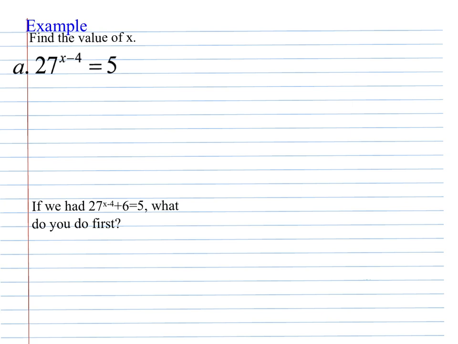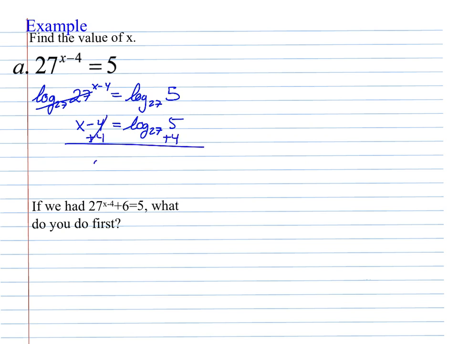So we can get rid of that 27. So we're going to have log base 27 of 27^(x-4) is equal to log base 27 of 5. These go away, and I'm going to have x minus 4 is equal to log base 27 of 5. We're going to add the 4 to both sides, and we're going to have x is equal to log base 27 of 5 plus 4.